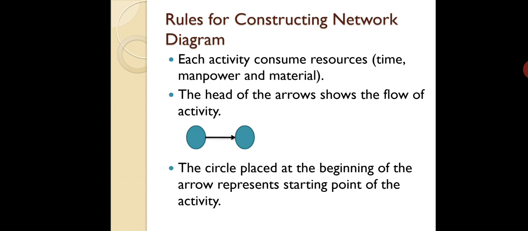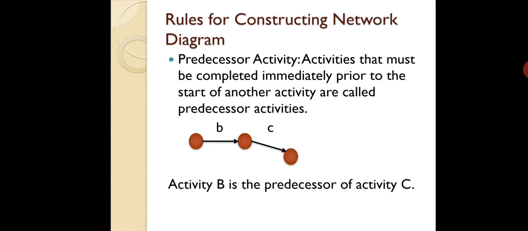The head of the arrow shows the flow of the activity. So the tail is showing the starting, whereas the head of the arrow is showing the completion of the activity. The circle placed at the beginning of the arrow represents the starting point of the activity, and the circle placed at the completion shows the completion of the activity. Now there are some rules for constructing a network diagram.